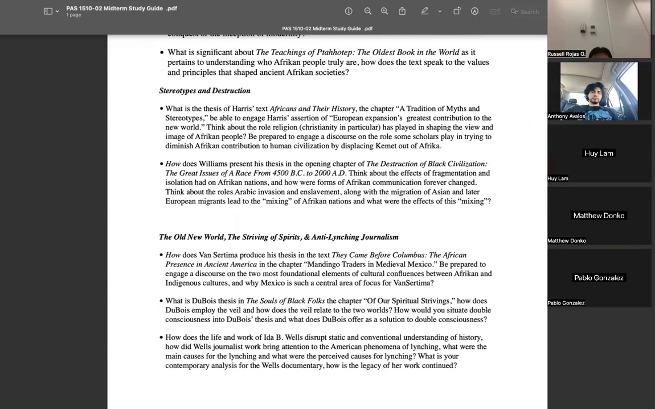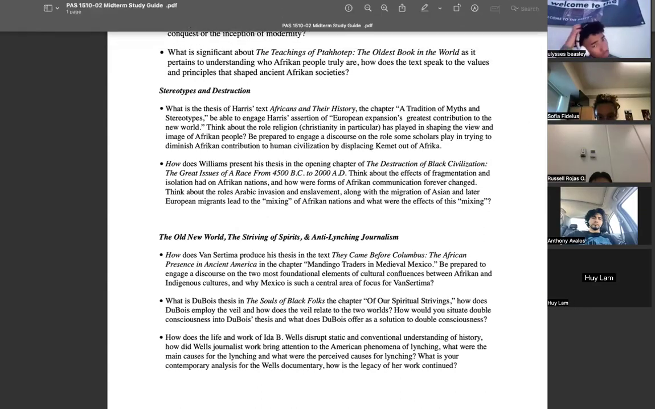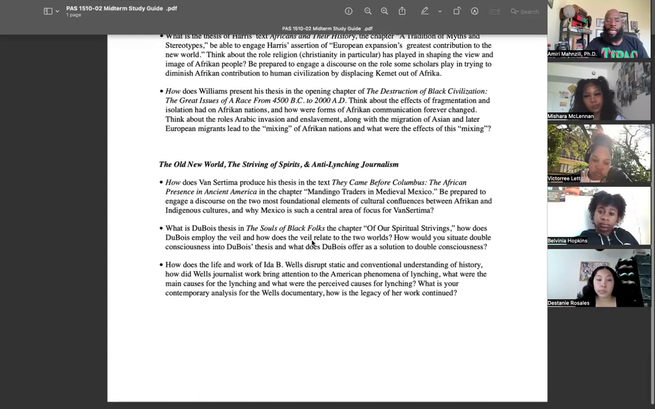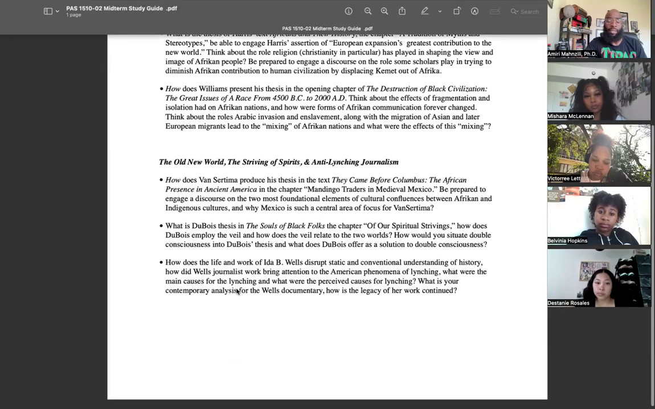All right. So we won't be dealing with Ida B. Wells. We didn't read that. We read Harriet Tubman instead of that. So don't worry about this last bullet point. But this will be the last reading that we'll cover for our midterm. That's Du Bois's The Souls of Black Folk, the chapter on our spiritual strivings.